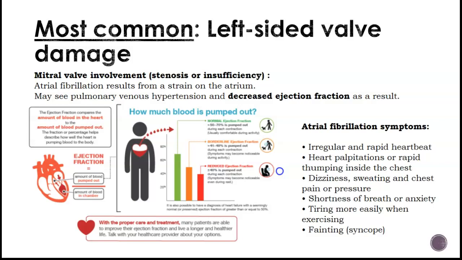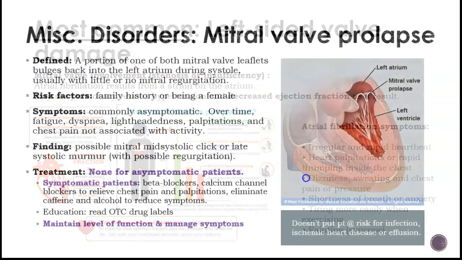So make sure you know your atrial fib symptoms: irregular and rapid heartbeat, heart palpitations, or rapid thumping inside the chest, dizziness, sweating, and chest pain or pressure, shortness of breath or anxiety, tiring more easily when exercising, and sometimes syncope, which is fainting.